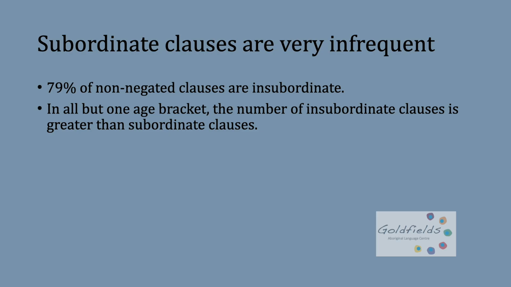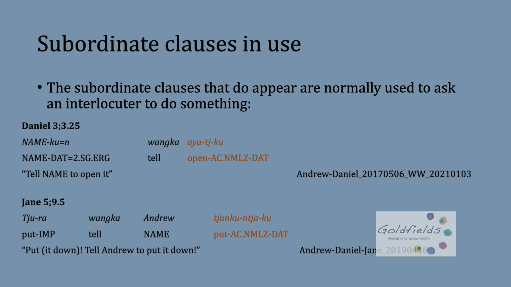The subordinate clauses we do record are normally used to ask an interlocutor to do something. So here we have Daniel asking an interlocutor to tell another person to open a container, and here we have Jane asking an interlocutor to tell another person to put something down. And in fact, of the 11 subordinate clauses that I record, so not a massive sample, wonka is used as a matrix verb 4 times. So children are often demanding that another person tell somebody else something.